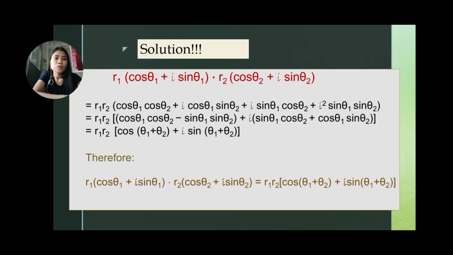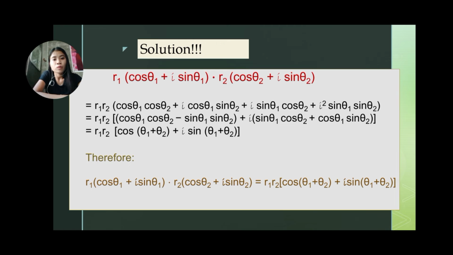Then, the solution for the product of r sub 1 times the quantity cos theta sub 1 plus i sin theta sub 1, multiplied by r sub 2 times the quantity cos theta sub 2 plus i sin theta sub 2, is equal to r sub 1 multiplied by r sub 2 times the quantity cos theta sub 1 times cos theta sub 2 plus i cos theta sub 1 times sin theta sub 2 plus i sin theta sub 1 times cos theta sub 2 plus i squared sin theta sub 1 sin theta sub 2.